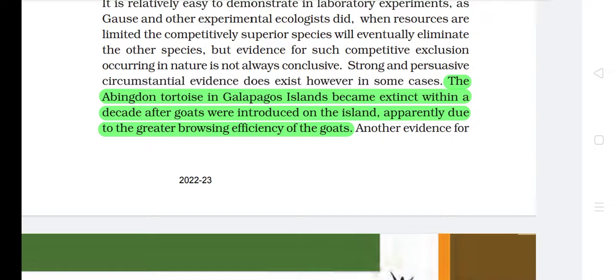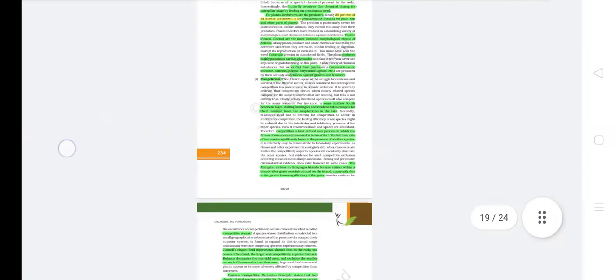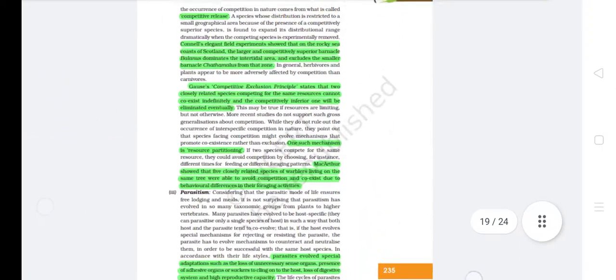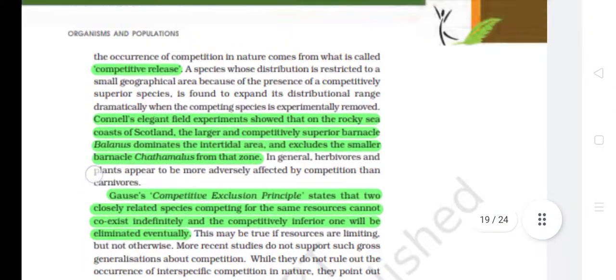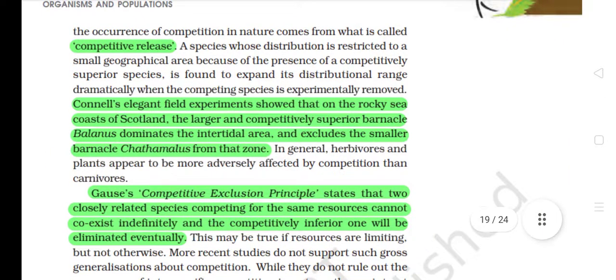A strong and persuasive circumstantial evidence does exist, however, in some cases. The Abingdon tortoise in Galapagos Islands became extinct within a decade after goats were introduced on the island, apparently due to the greater browsing efficiency of the goats. Another evidence for the occurrence of competition in nature comes from what is called competitive release.